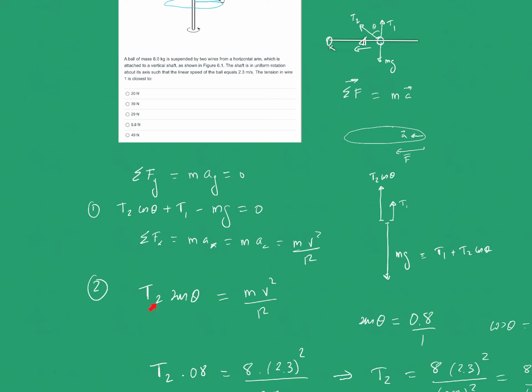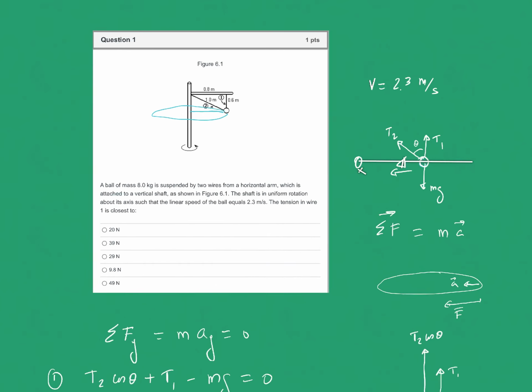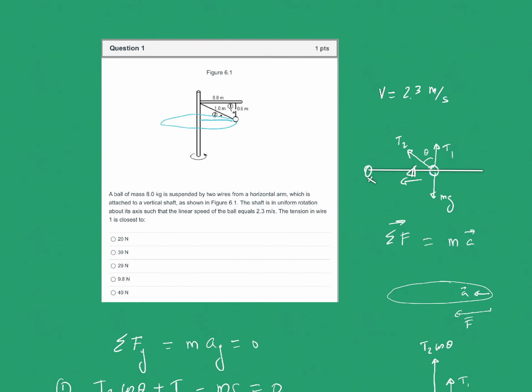If you go to the picture, you will see that the sine of theta is 0.1 divided by 1. You go to the picture and you will see the triangle here. This angle is theta. Let's put it bigger. This one is theta.